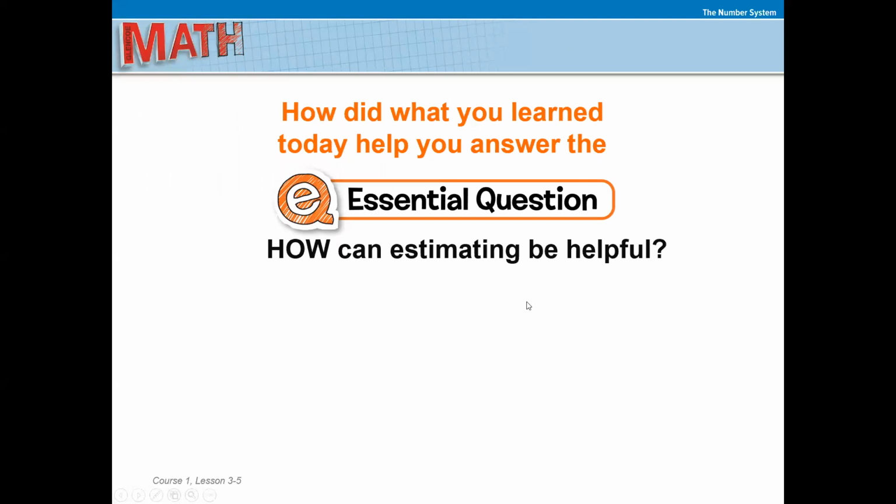How did what you learned today help you answer the essential question? How can estimating be helpful? A simple answer to this would be, it helps you to place the first digit in the quotient of a division problem, which is a very important skill.